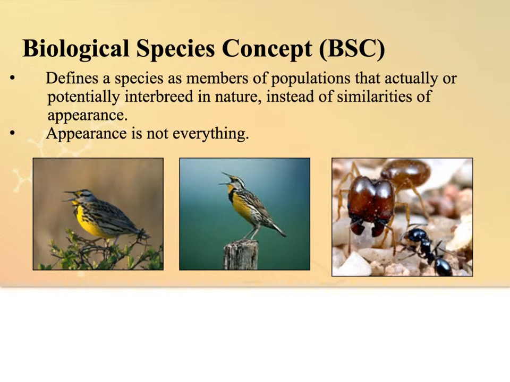The biological species concept defines a species as members of populations that actually or potentially interbreed in nature instead of similarities or appearance. While appearance is helpful, it does not define them. Organisms may appear to be of the same species, yet be two different species, such as the western and eastern meadowlarks. They look identical, but they are different species. They do not interbreed with each other.